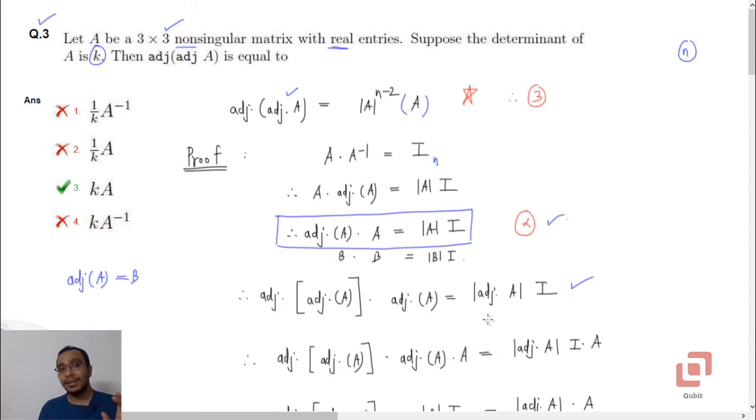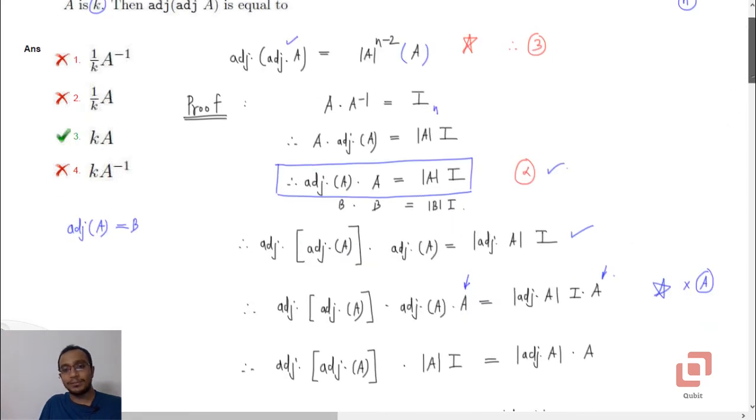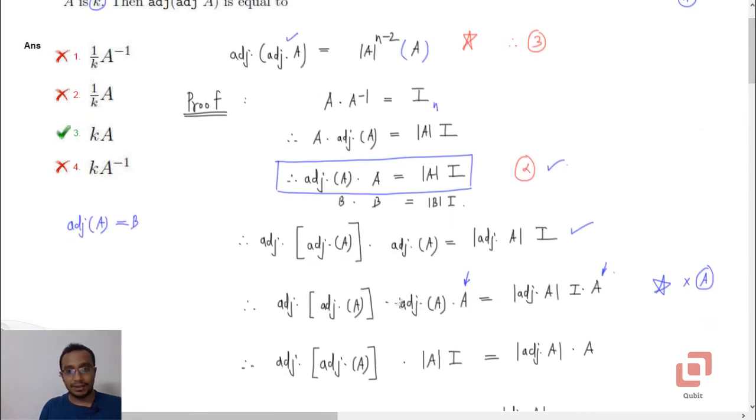In the next step, we are going to post multiply both sides by the matrix A. You can see that on the LHS we have post multiplied by A, and we have to do the same thing on the right hand side. Now by the associative property of matrix multiplication, we can club adjoint of A into A together and write it as determinant of A into I, and this is from alpha. And I into A is I itself.